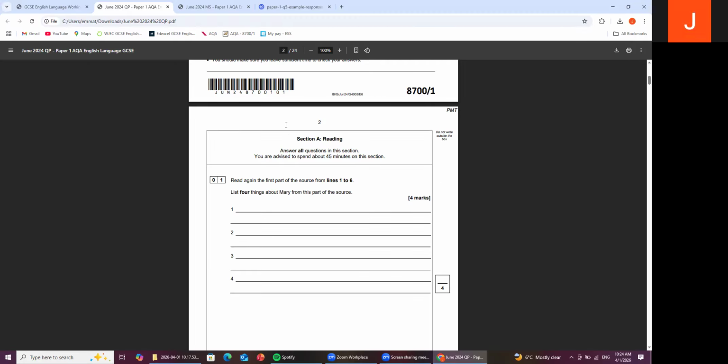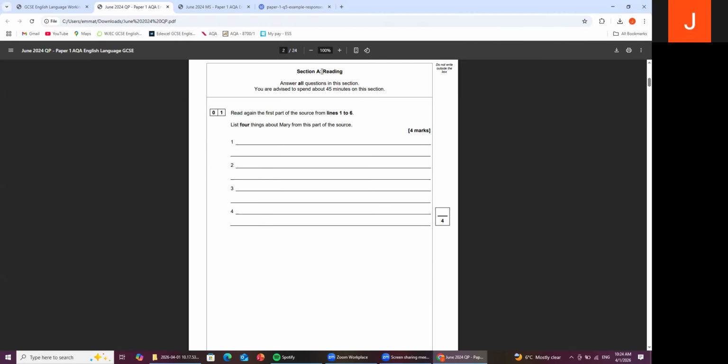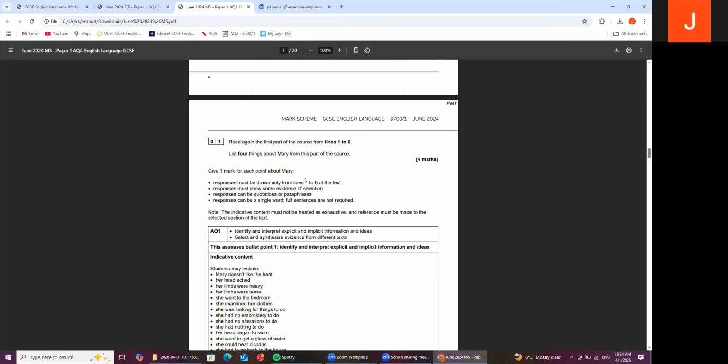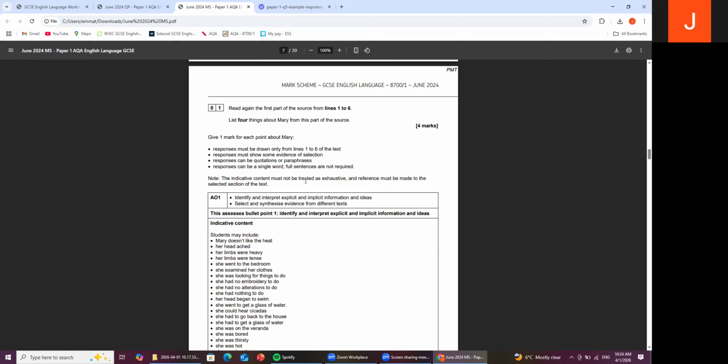So, list 4 things. We're only looking at lines 1 to 6. And we'll just have a look here. So, for question one, this is the mark scheme. This is what I would use as an examiner. It says give 1 mark for each point about Mary. Responses must be drawn only from lines 1 to 6 and responses must show some evidence of selection.